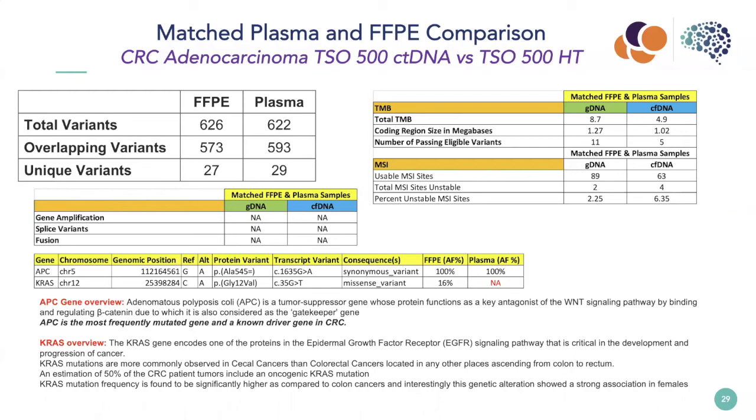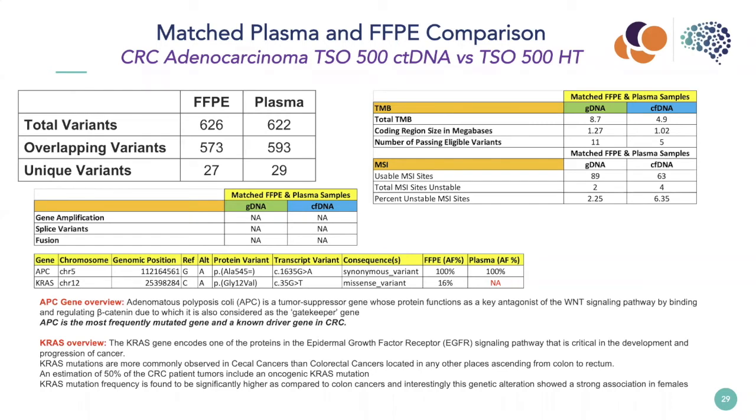So not at all a surprise to see this gene there, and again detected at 100% allele frequency in both fractions. Interestingly, there's a KRAS gene which was found in the FFPE sample but not detected in plasma as a missense variant in this particular sample, indicating some of the value of looking at both.